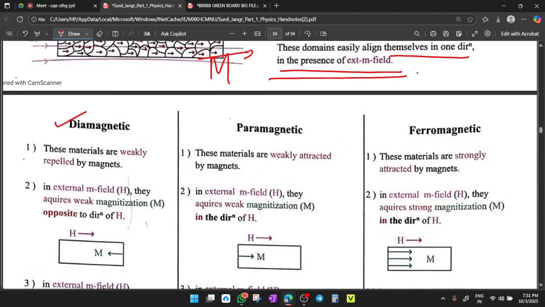First, diamagnetic. These materials are weakly repelled by the magnet. As you've seen, a feeble magnetization takes place in the direction opposite to the magnetic field. So this reflects that these materials are weakly repelled by the magnet. Paramagnetic materials are weakly attracted by the magnet, and ferromagnetic materials are strongly attracted by the magnet. Clear?